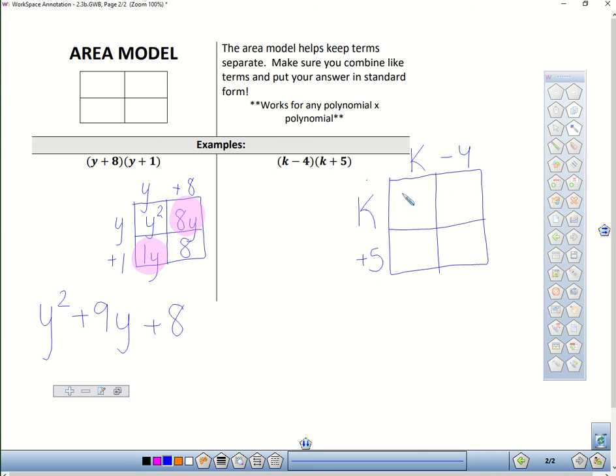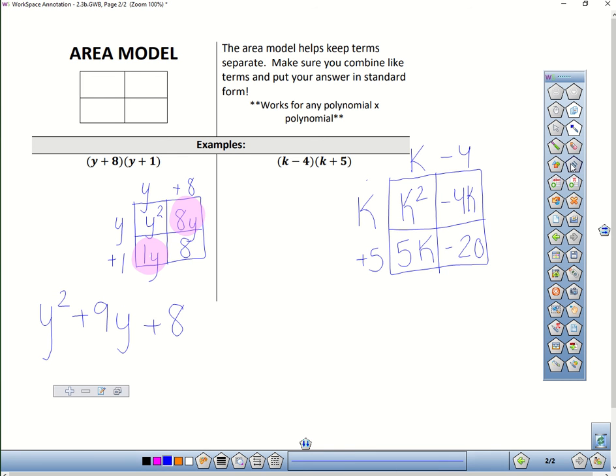What's k times k? K squared, either one's correct. What's k times 5? 5k. What's negative 4 times k? Yep. And then lastly, what's negative 4 times 5? Negative 20.